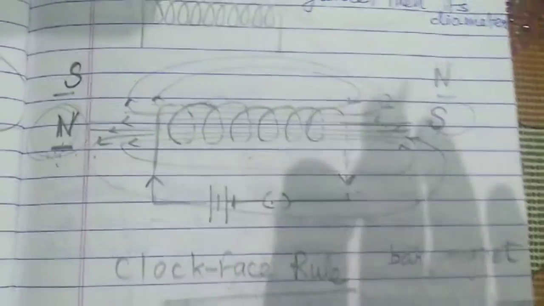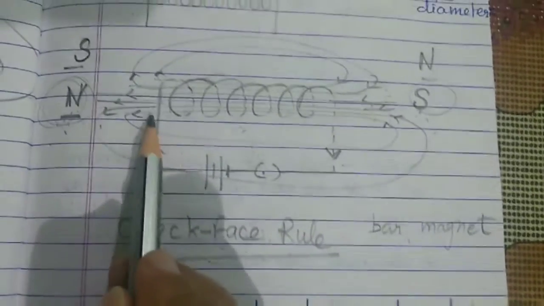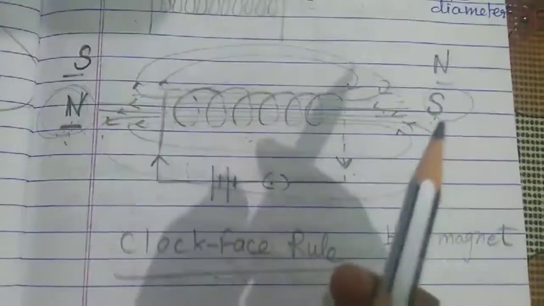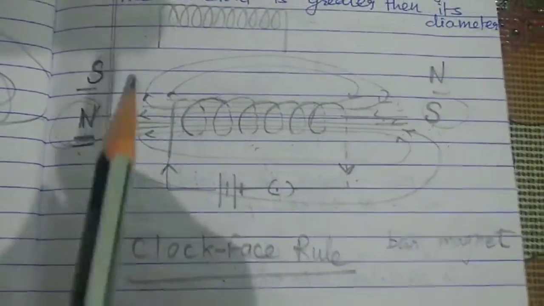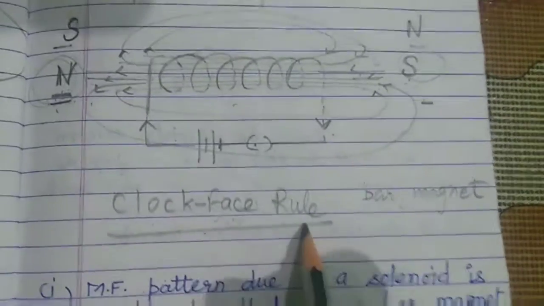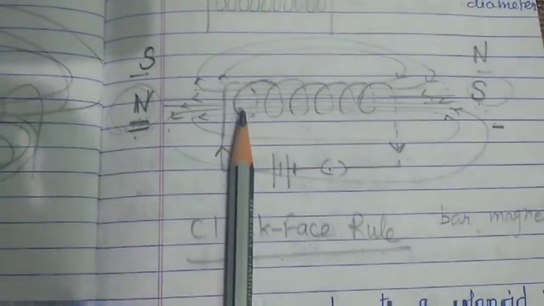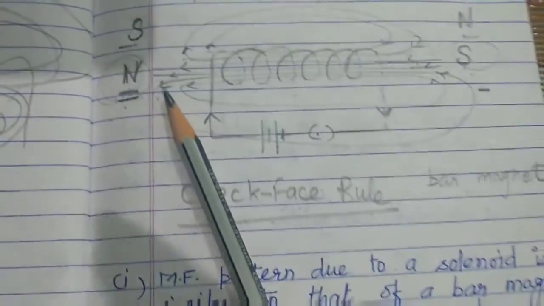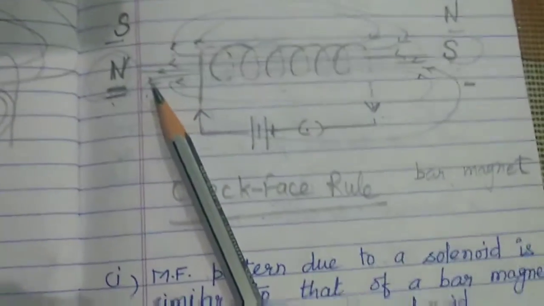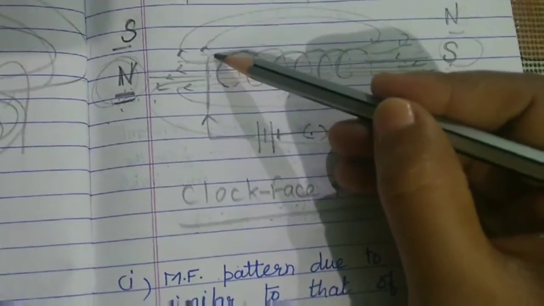No. We have a certain rule known as the clock face rule to identify which end of the circular loop or the solenoid will behave as a north pole and which end as a south pole. Now, what does the clock face rule say? It says that if you look at the solenoid from one end and you observe that the current flowing in the solenoid is in anti-clockwise direction, let's take this, here you can see that current is flowing like this.